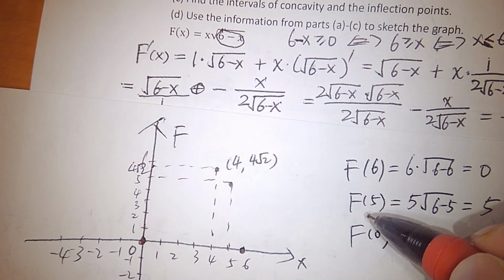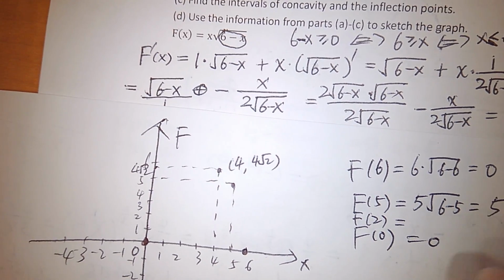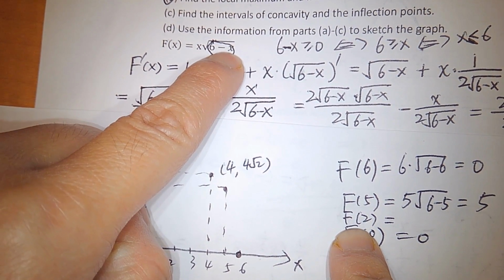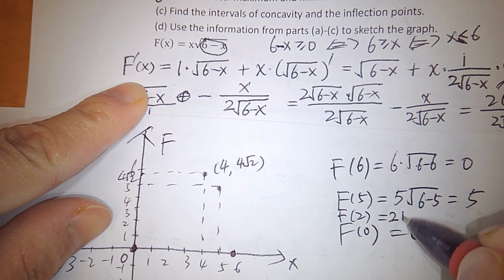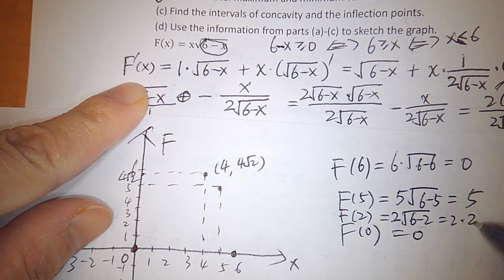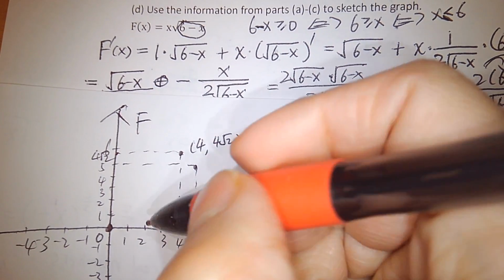And how about f of 2? Why am I choosing f of 2? Because 6 minus 2 gives us a 4. Square root of 4 gives an integer, right? So it should be 2 times what? 2 times square root of 6 minus 2, which is 2 times square root of 4, which is 2, right? 4, right? So 2, 4.